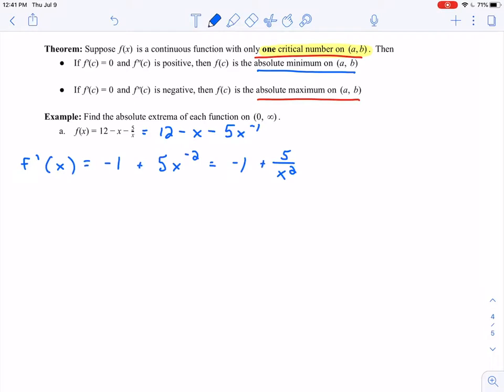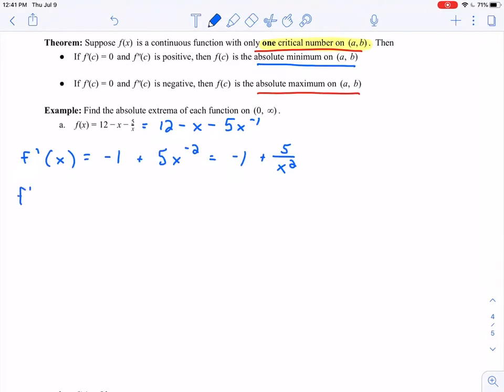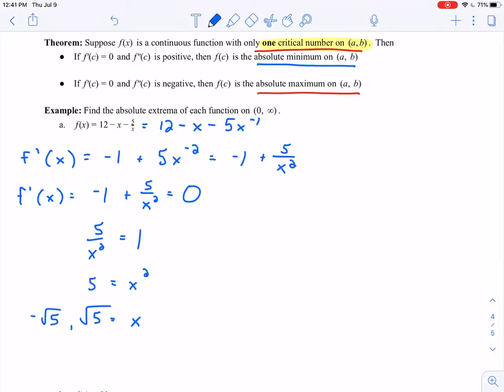I'm going to use it to find my critical numbers. So let's take this and set it equal to 0. Negative 1 plus 5 over x squared is equal to 0. So 5 over x squared equals 1. I need to get this x squared out of the denominator, so I'll multiply both sides by x squared. That gives me 5 equals x squared. And when I take the square root, I end up with x equals plus or minus square root of 5. So I actually have two critical numbers in there, which is positive radical 5 and negative radical 5.